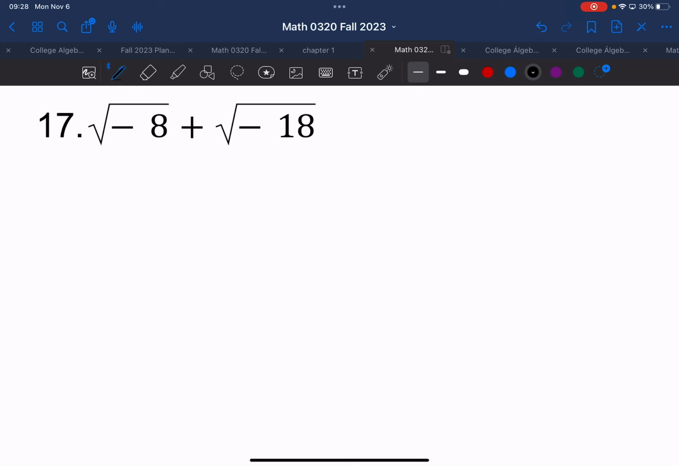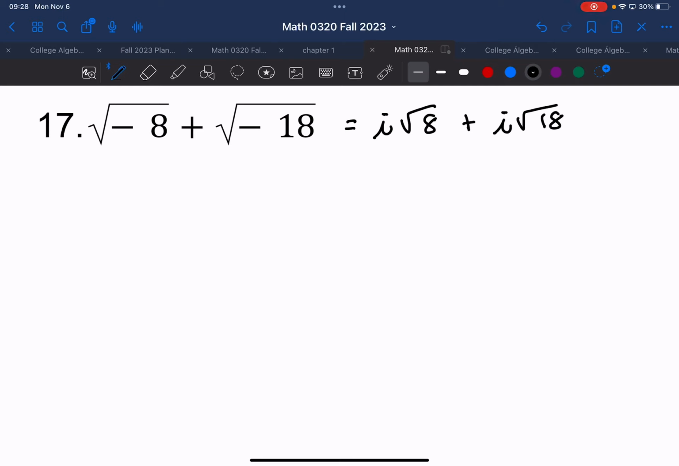Okay, number 17. We are first just going to change these radicals into an imaginary number. So without looking at how we can simplify the numbers under the radical, we know that the square root of negative 8 equals what? Without simplifying the numbers, we're just taking out those i's. i square root of 8 plus, good, i square root of 18.